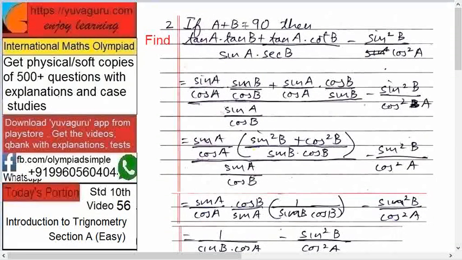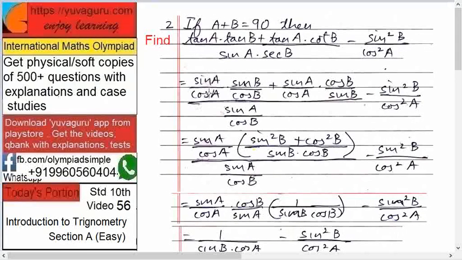Next, if a plus b equals 90, then find (tan a tan b plus tan a cot b) the whole upon (sin a sec b) minus sin square b upon cos square a. Okay, let's start to solve now.